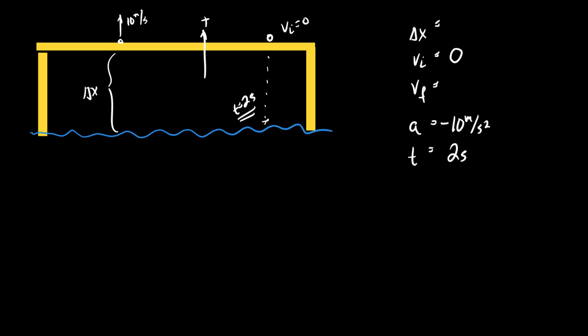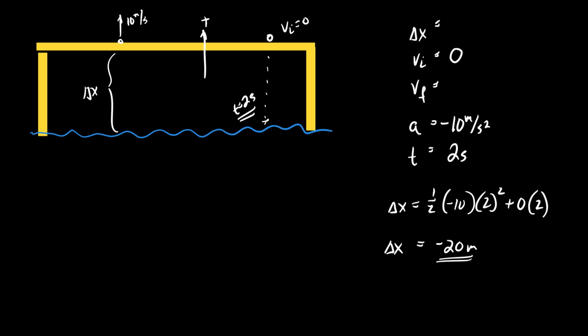So let's find out how tall the bridge is. It's going to be delta x, how far the rock falls. Agreed? Alrighty. So delta x equals 1/2 a t squared plus vi times t. 2 squared is 4, half of 4 is 2, 2 times -10, -20 meters. The rock fell downwards 20 meters, so the bridge is 20 meters tall. So that makes this delta x 20 meters.